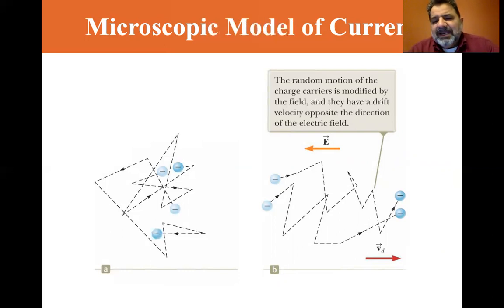But if you apply an electric field, the electrons are still going to bounce around, but their tendency is going to be to drift in the direction opposite the electric field.